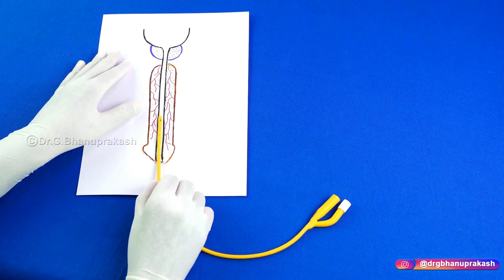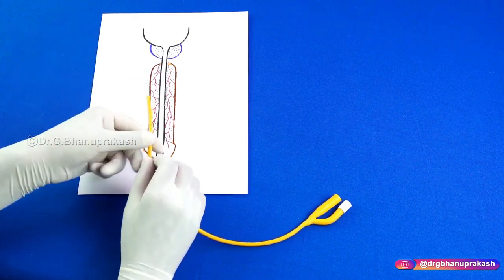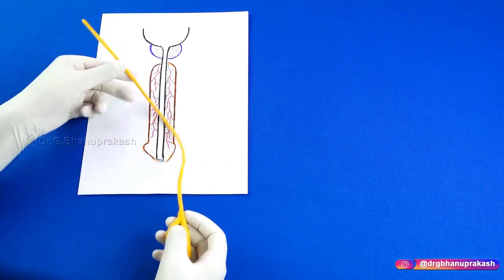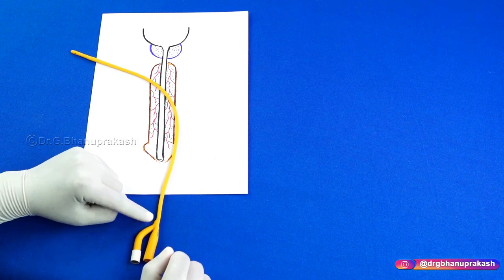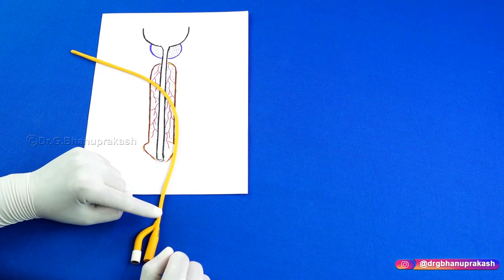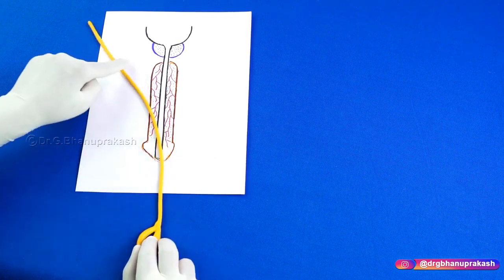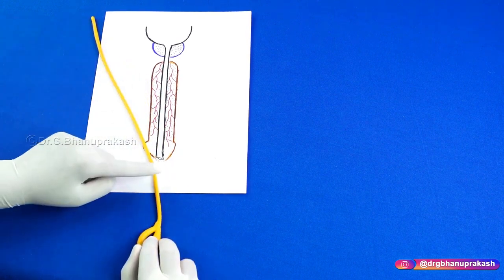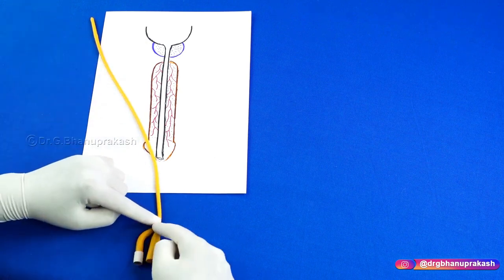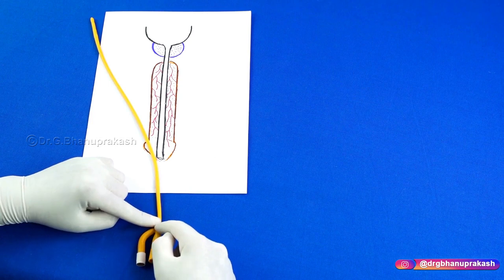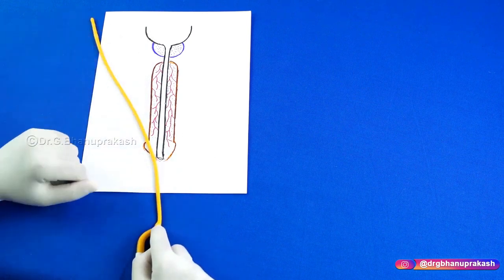Now, a very important thing is, till where should I insert? In males, all of you remember that you have to insert till this Y junction. I told you previously that this is called the Y junction. You have to insert the Foley's catheter till the Y junction. It means this entire length of the Foley's should be within the body and this part should lie outside the body.